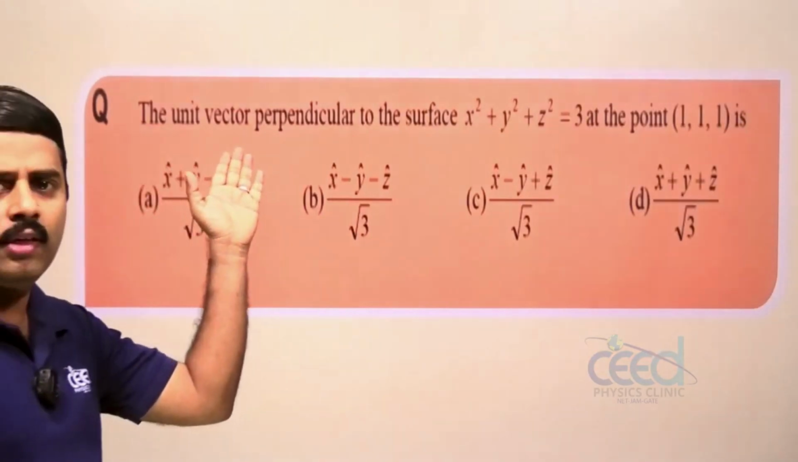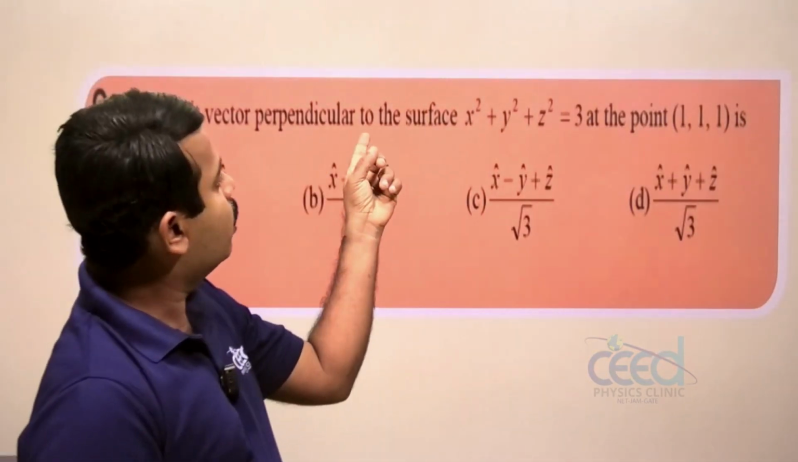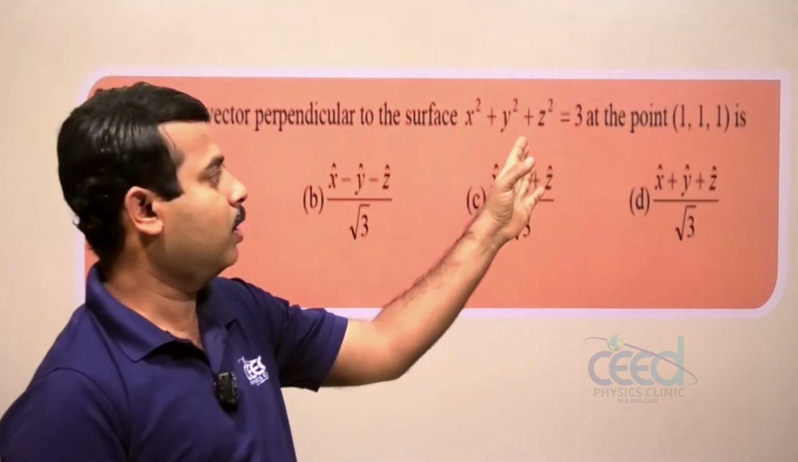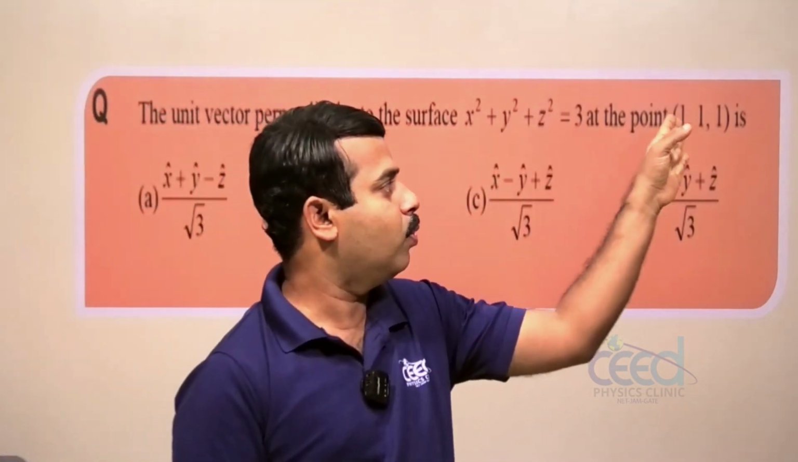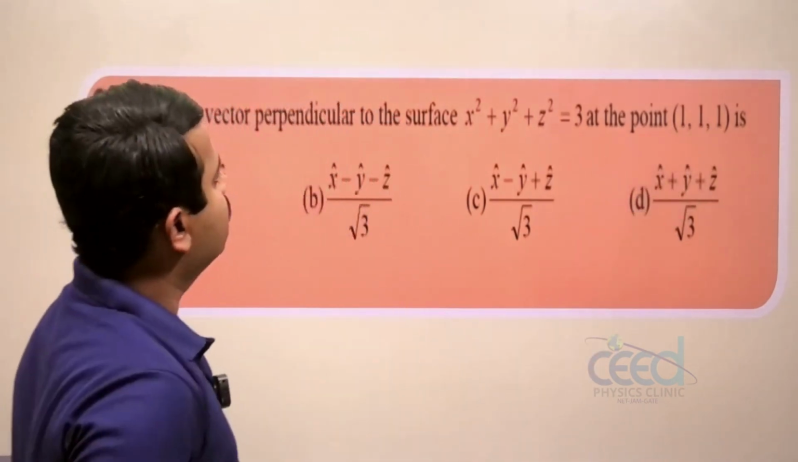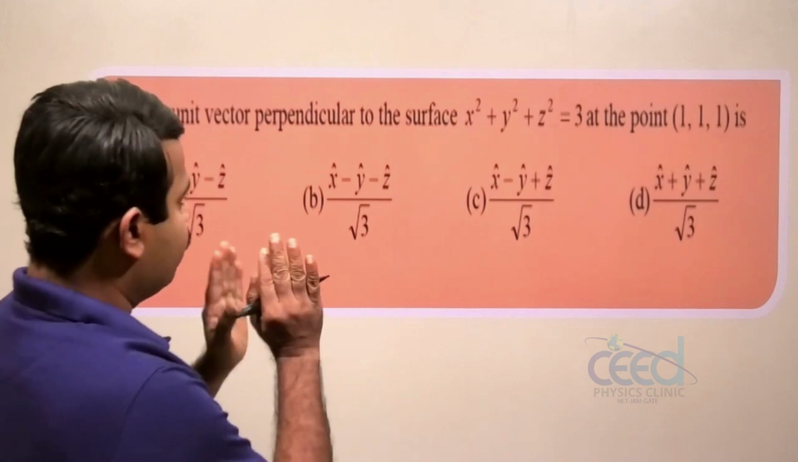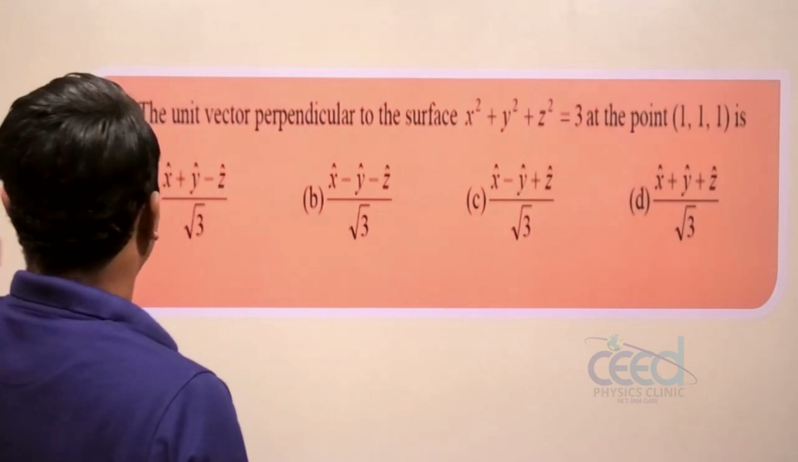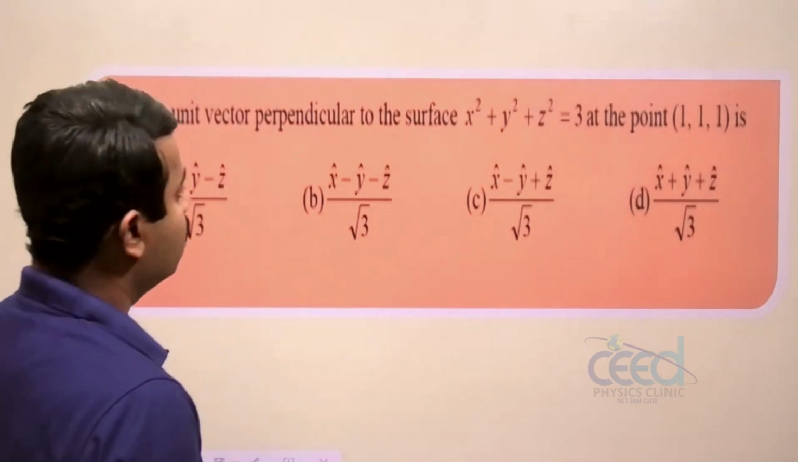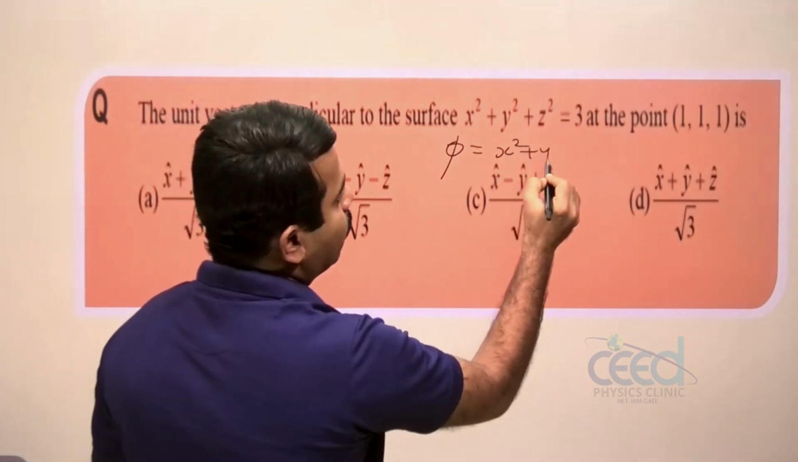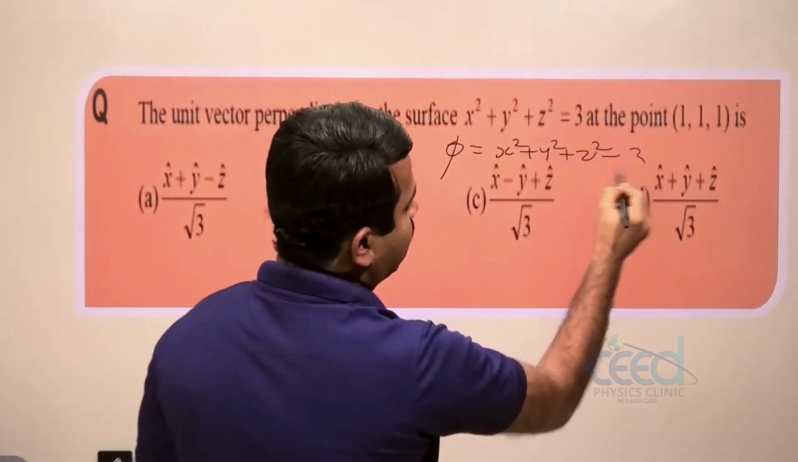A unit vector perpendicular to the surface x square plus y square plus z square equal to 3 at the point 1, 1, 1. Right. Again, what is the surface equation? Let the surface equation be phi. Then how can I represent phi? Phi is equal to x square plus y square plus z square minus 3.